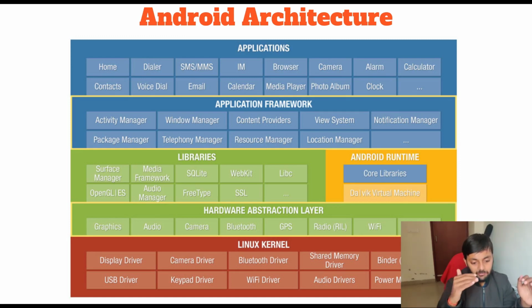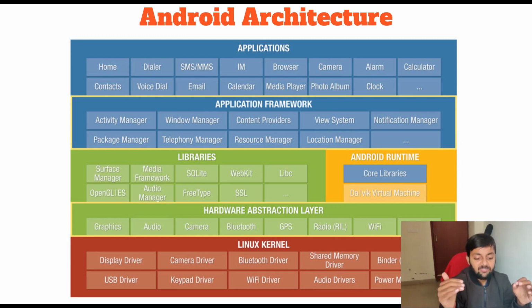The layer beneath that provides functionality to the applications, that's the application framework. As you can see, there's a location manager here. Suppose an application wants to get access to the location, it would call the location manager in the application framework, which in turn would call the lower layers, like the libraries required to get the location, and the libraries further would require the hardware abstraction layer and all that.